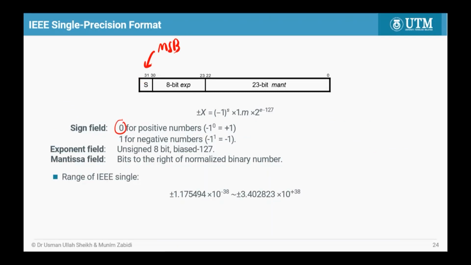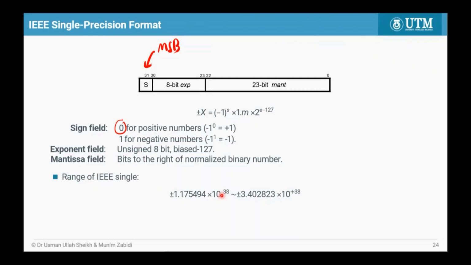Then it is followed by 8 bits for the exponent. This is an unsigned 8-bit field, which is biased at -127, and the rest is 23 bits for the mantissa. So the IEEE single precision format ranges from plus minus 1.175 times 10 to the power of -38, until this number here.